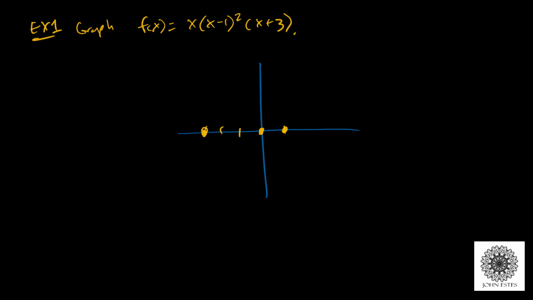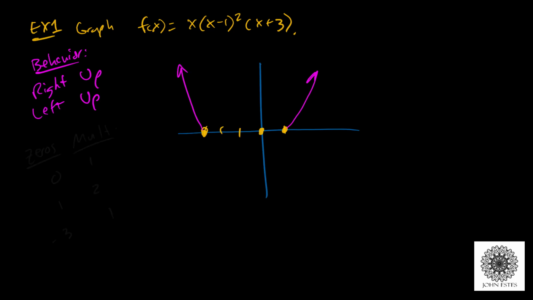I also know the behavior. Remember we said this was a 4th degree polynomial with a positive, so that means that going out to the right is up and going out to the left is up. Now turning our attention back to the zeros and the multiplicities, remember that we had 0 as a 0, multiplicity 1, 1 with a multiplicity of 2, and negative 3 with a multiplicity of 1.